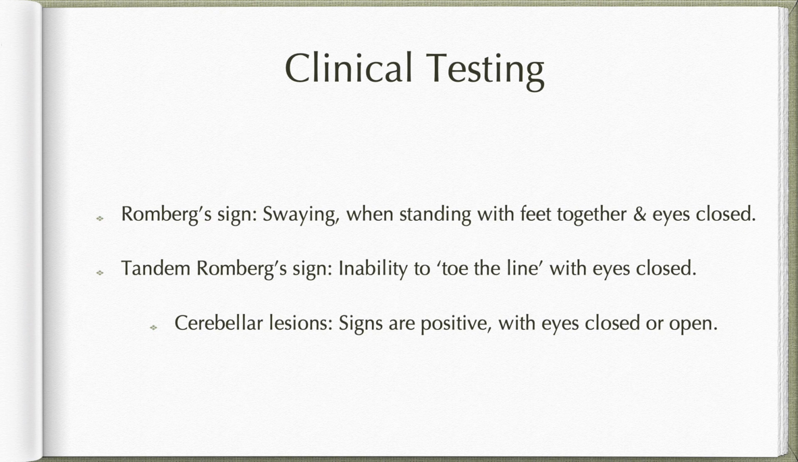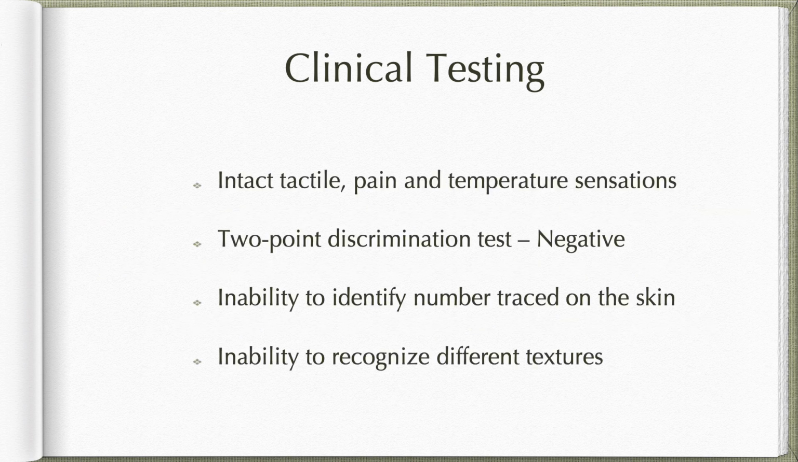Both Romberg's and tandem Romberg sign will be positive even in cerebellar lesions. But the difference is, in case of cerebellar lesion, the patient sways whether his eyes are closed or open. But in case of dorsal column pathway disturbance, patient sways only when the eyes are closed. When his eyes are open, his visual impulses will compensate, at least partially, for the lack of function in the posterior column.